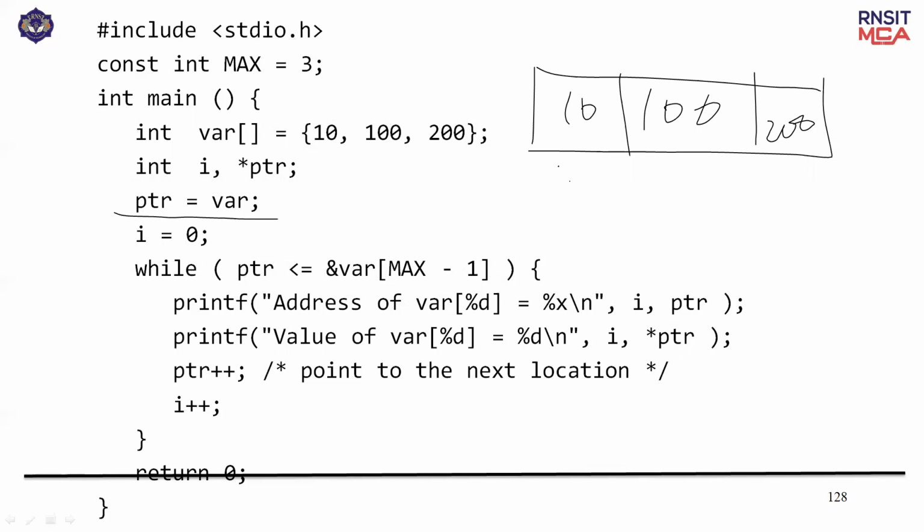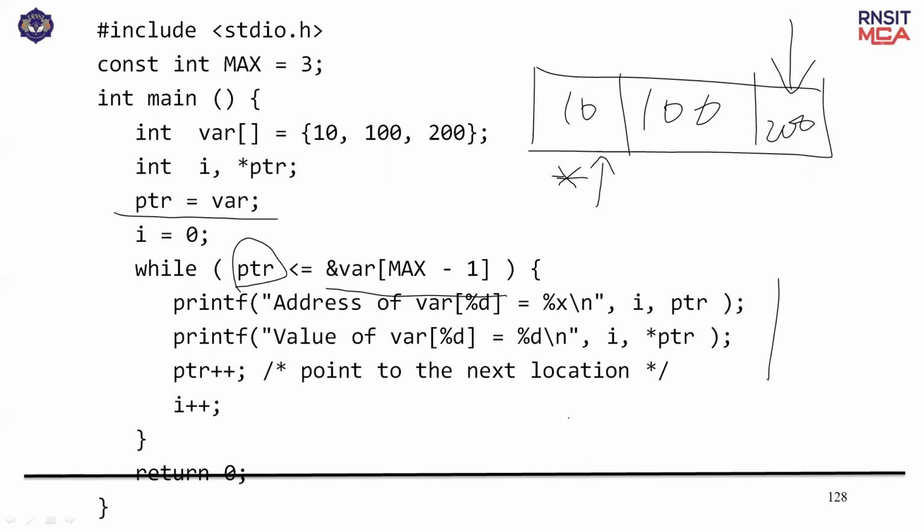That means the pointer is present at the 0 position. Var means just the name of the array. The name of the array is nothing but the address of the first cell. And you are checking whether this address is less than or equal to the address of the last cell, max minus 1. That is this cell. Yes, if it is, then you print the value.